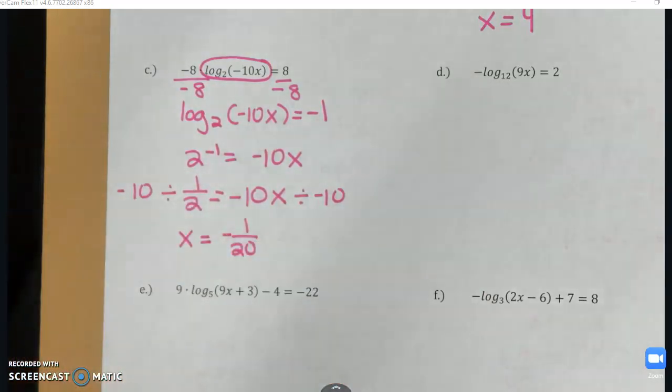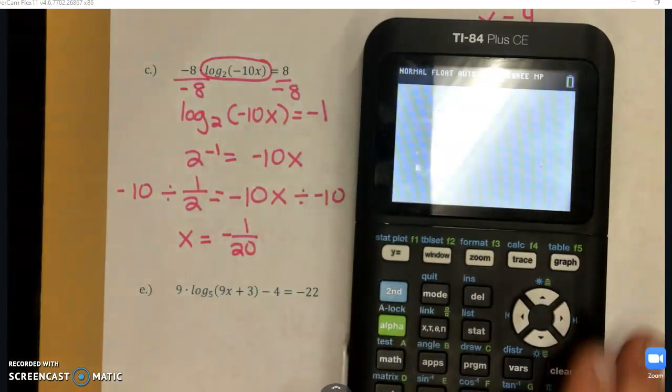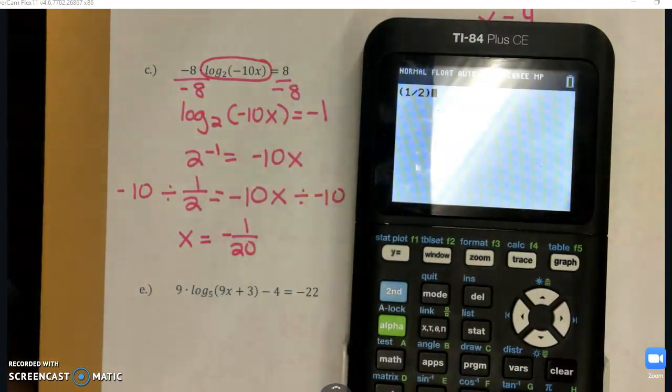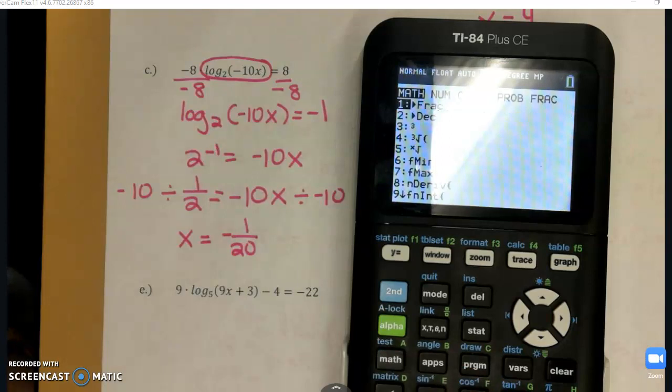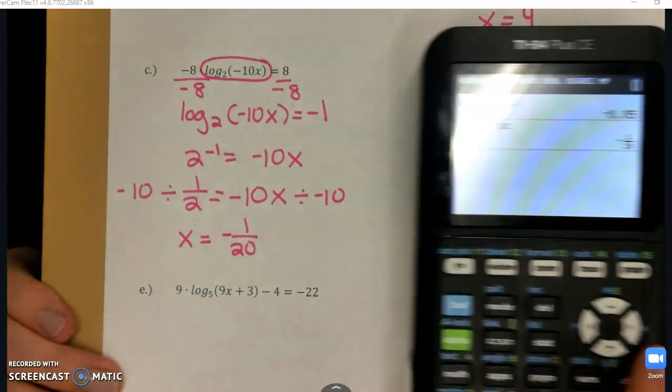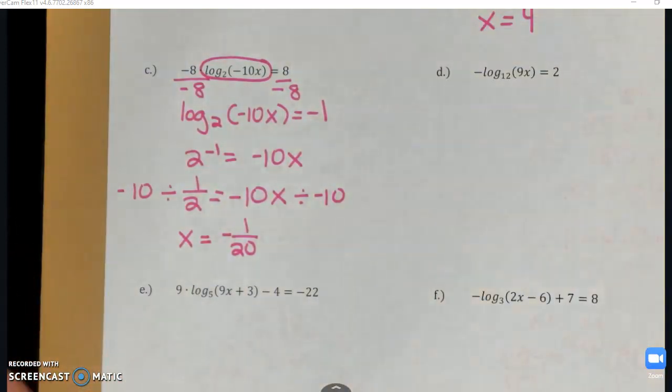If you don't know how to do that, let your calculator do the work for you. If I have 1/2 and I divide by negative 10, if I hit math, enter, enter, it makes it a fraction for me. So don't work harder than you have to.